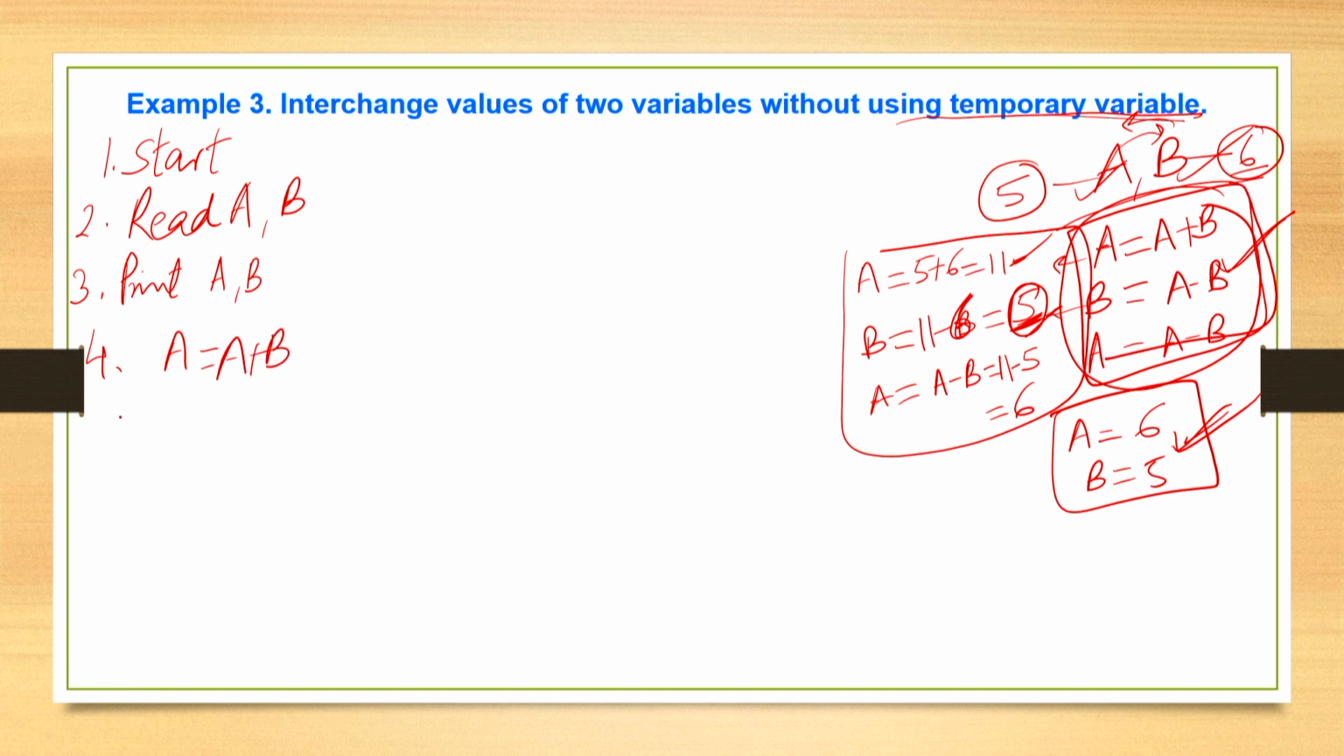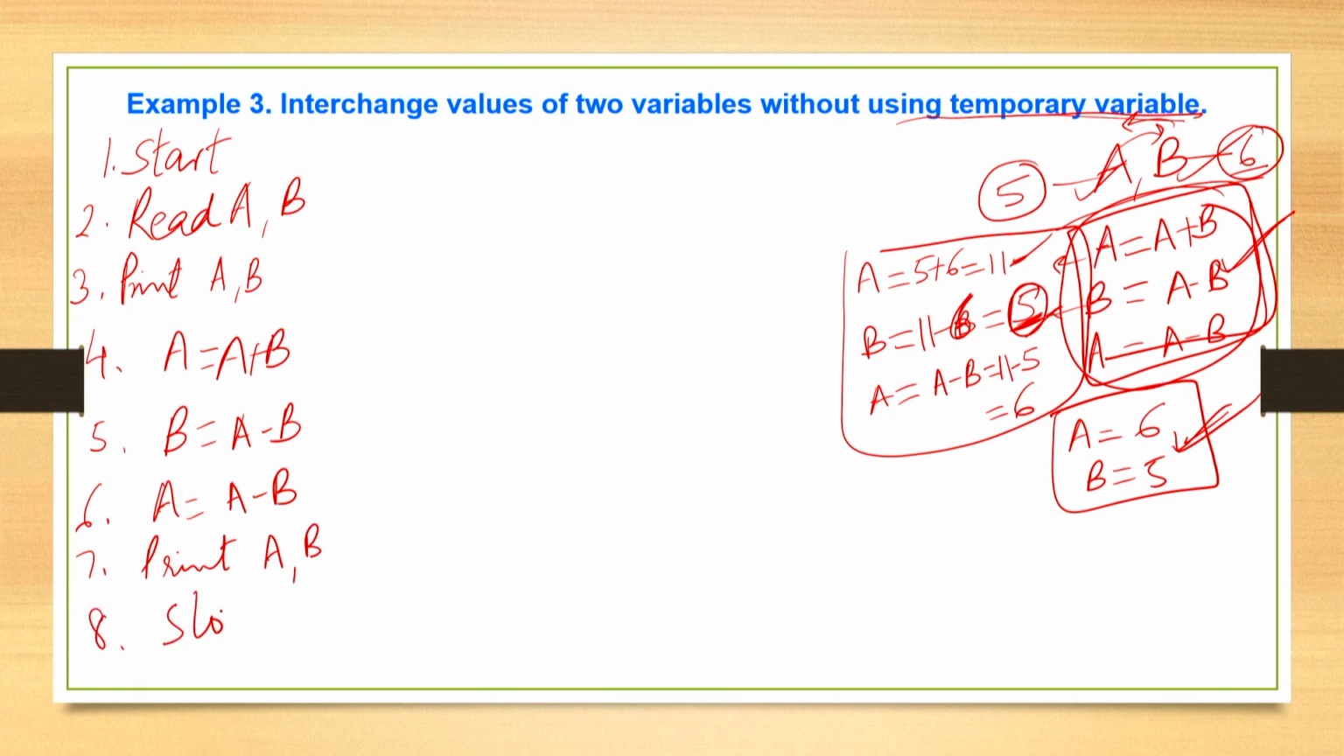A is equal to A plus B. Then write B is equal to A minus B. And then write A is equal to A minus B. And then we again want to check what is the value. So we print A and B. This is the value which we get after the swapping. So this is the algorithm for interchange of values of two variables without using a temporary variable.